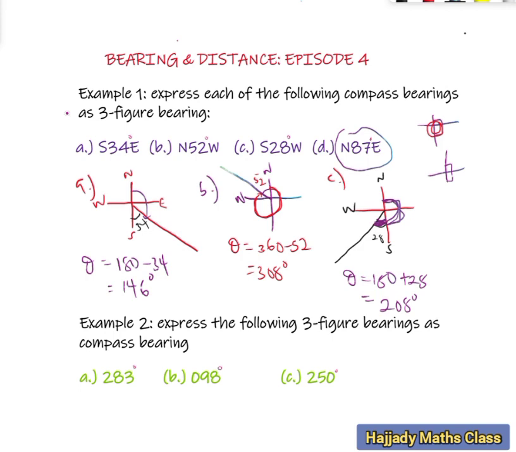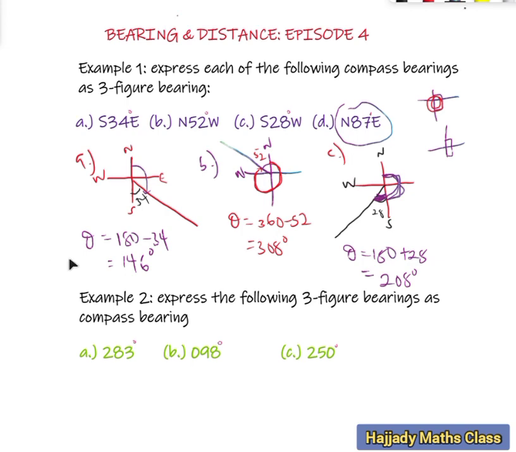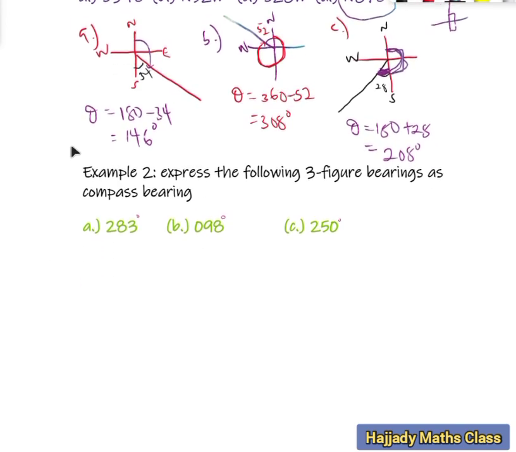Now, proceeding to example 2. In example 2, express the following three-figure bearings as compass bearings. So here it is given to us as three-figure initially, so we want to express this as compass bearing.